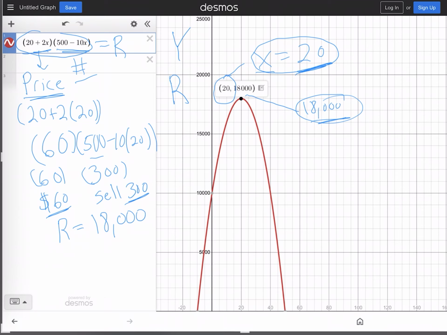So that's how you do these maximization of revenue problems. And once you get how to set up the original function for the revenue, the rest is pretty easy. It's just graphing and finding the vertex.